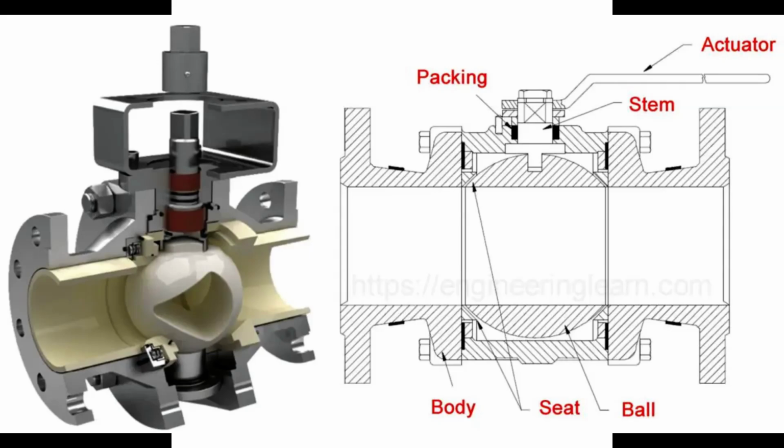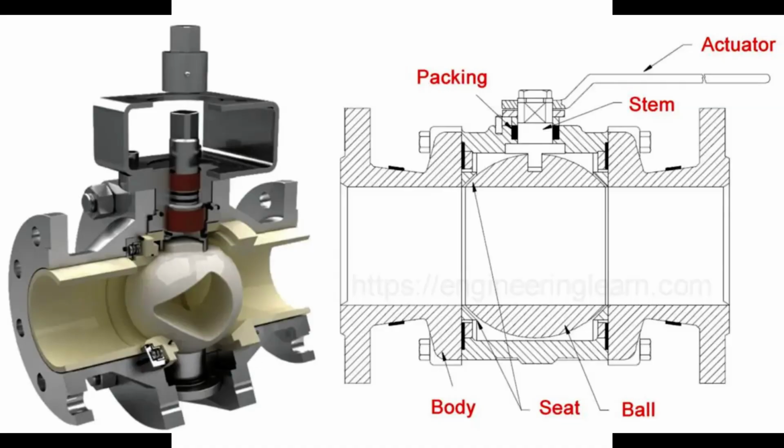Let's now take a closer look at the ball valve, one of the most commonly used valves for quick shutoff applications. On screen, we see a 3D cutaway and a technical cross-sectional drawing of a typical industrial ball valve. At the center of the valve is the ball, a solid sphere with a hole bored through it. When the hole is aligned with the pipeline, fluid can flow freely. When the ball is rotated 90 degrees, the hole is blocked and the flow stops completely. This simple quarter-turn mechanism allows fast on-off operation with minimal pressure drop.